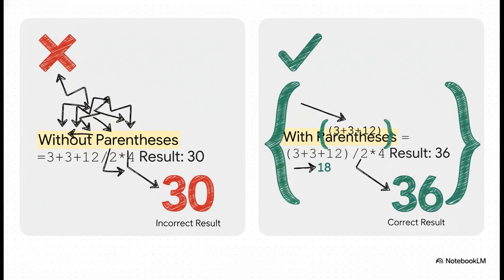But when you add parentheses, you take control. You're forcing it to do the addition part first, and that completely changes the result to 36. So the big takeaway here is super simple. When you're not sure, just use parentheses to tell Excel exactly the order you want things calculated in.